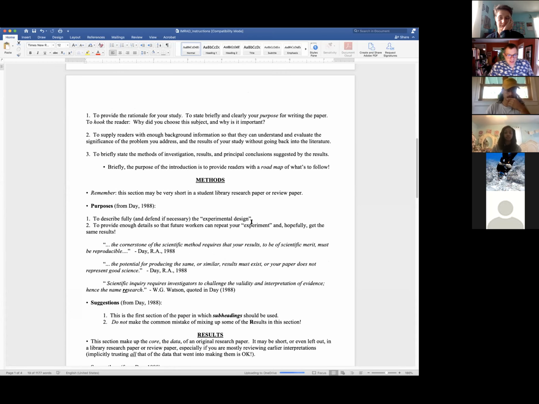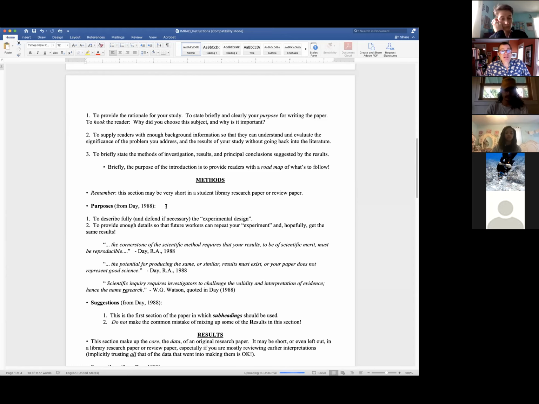Methods. This section really depends on what you're doing. A couple of people that are doing experiments are going to need to describe briefly what the methods are that they used for designing their experiments, how they mixed soils, how they made measurements.